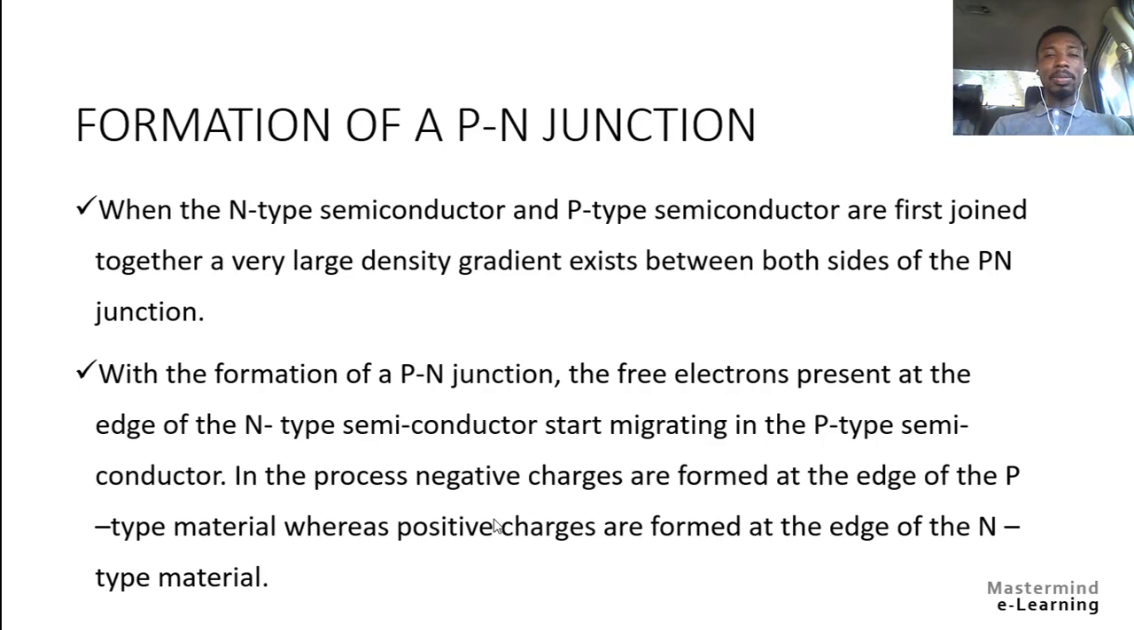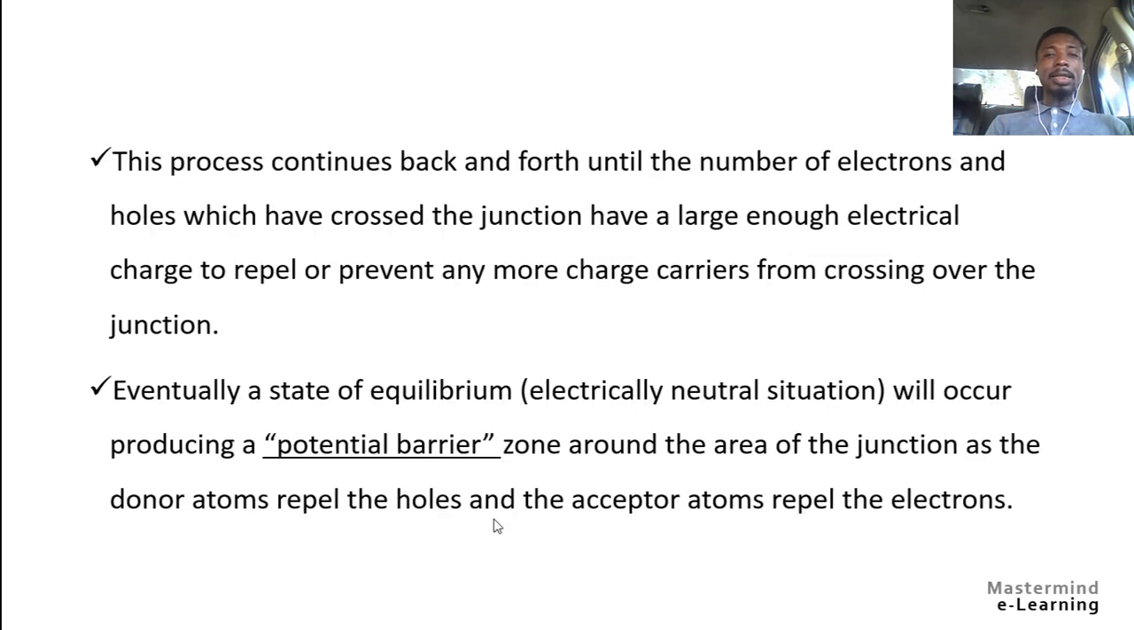How is a p-n junction formed? When the n-type semiconductor and p-type semiconductor are first joined together, a very large density gradient exists between both sides of the p-n junction. With the formation of a p-n junction, the free electrons present at the edge of the n-type semiconductor try to move into the p-type region. Remember, positive and negative attract, and so the holes on the p-type region also try to move into the n-type region. This process continues back and forth until the number of holes and electrons which have crossed the junction have a large enough electrical charge to repel or prevent any more charge carriers from crossing over the junction.